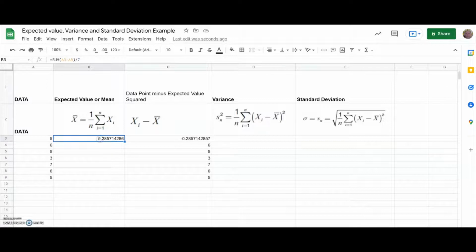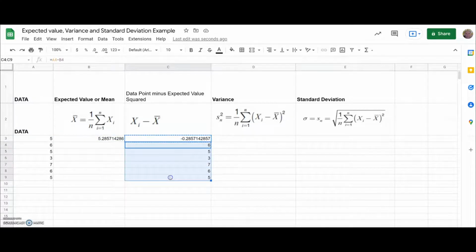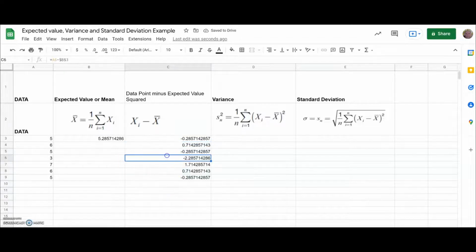Since I want them all to minus this number, I just need to add some dollar signs to it. If I add the dollar signs, it holds this cell constant and doesn't move down this column. So when I copy and paste, again, I Control C and then Control V. And now every single one is, say, A6 minus B3 and so on. So all of them are minus that cell.